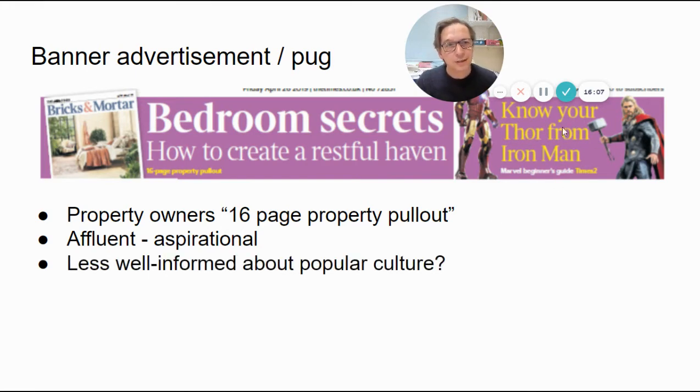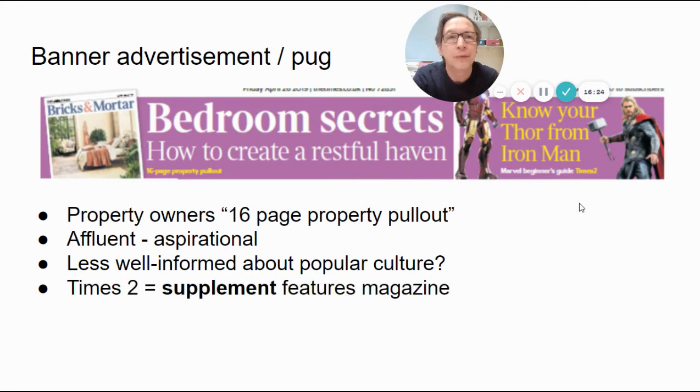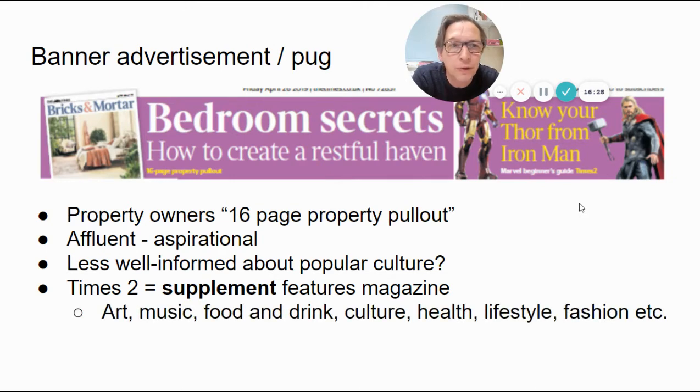But this is interesting over here. Know Your Thor from Iron Man. Do you suppose that maybe they're a bit less well informed about popular culture? This is actually in the Times too. Now Times 2 is called a supplement. It's a features magazine, which is all about things like art, music, food and drink, culture, health, lifestyle, fashion. Here, I guess we've got a culture story.